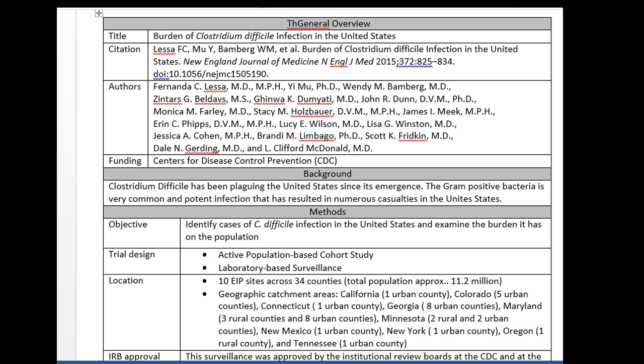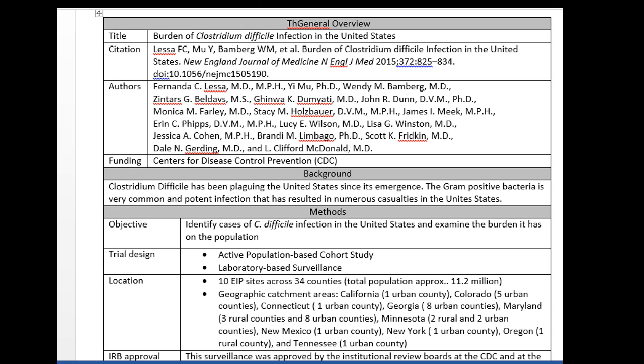C. diff is due to inflammation of the colon that's caused by the bacteria Clostridium difficile. It's very common. There's over 500,000 individuals that are infected with the bacteria. This article was basically assessing the prevalence of the infection. It was funded by the Center for Disease Control and Prevention, CDC. The research was conducted by several medical doctors and public health professionals.